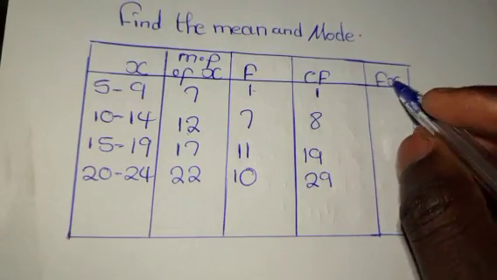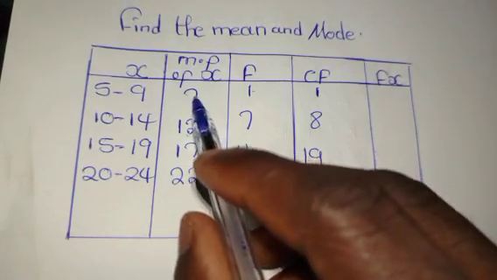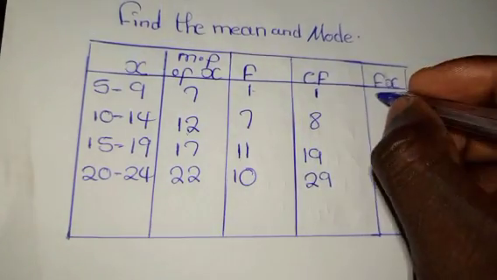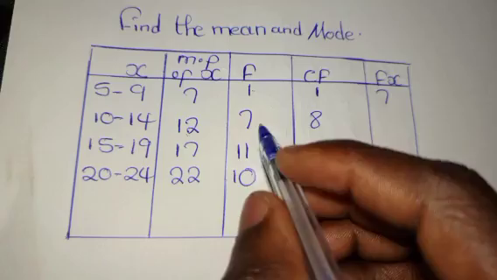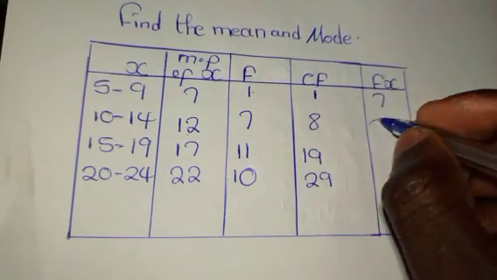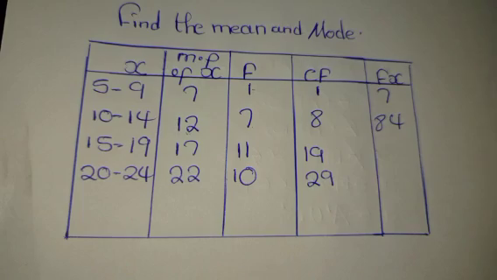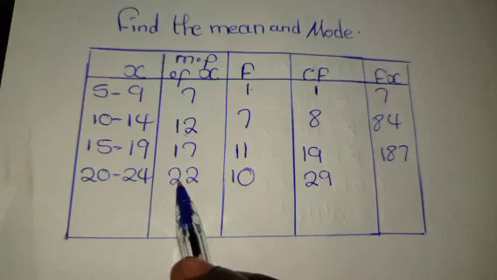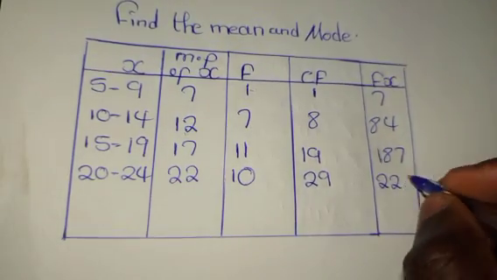Then f of x is the answer that you get when you multiply the midpoint by the frequency. So 7 times 1 is 7. 12 times 7 is equivalent to 84. Then 11 times 17, you get 187. Then if you multiply 22 times 10, you get 220.